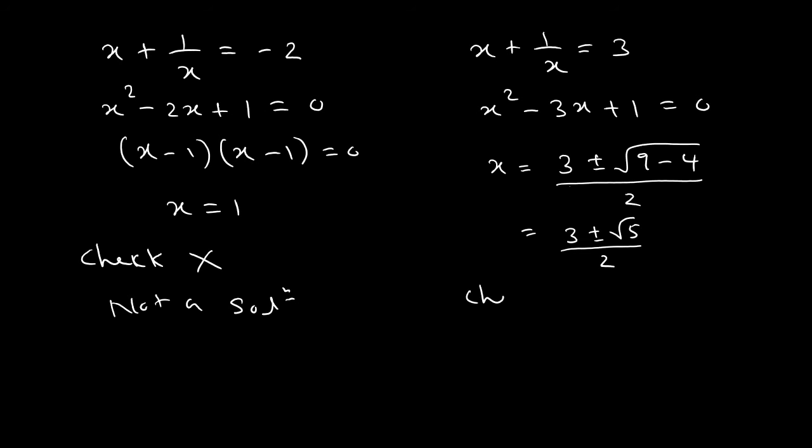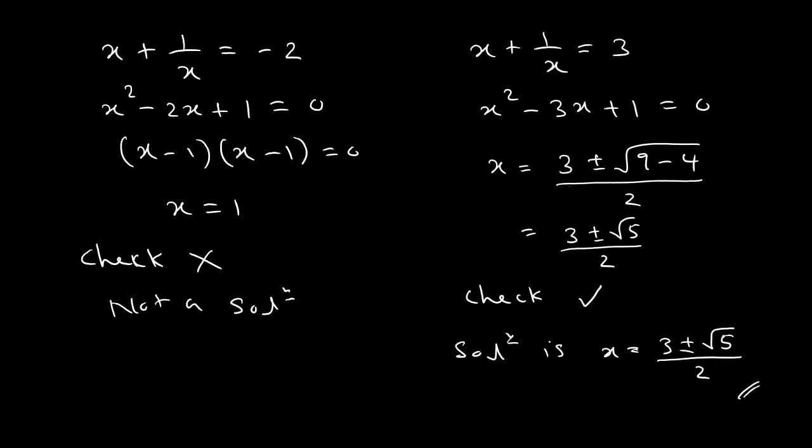You can see that once you check, it works. It's a bit difficult to check, but it's going to work. So that means the solution is x equals 3 plus or minus square root 5 over 2.